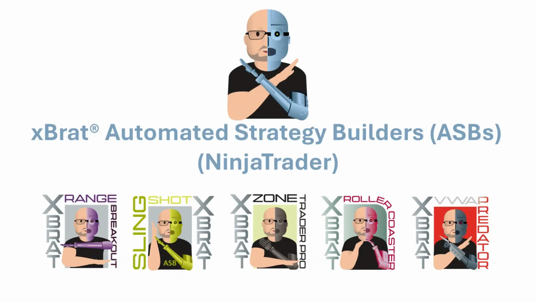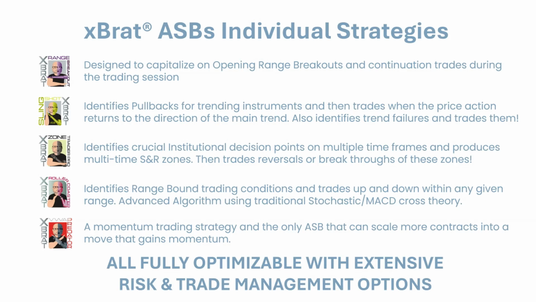The xBrat Automated Strategy Builders, ASBs for short, for NinjaTrader. So individual strategies, there's five. The Range Breakout is designed to capitalize on opening range breakouts and continuation trades during the trading session. The Slingshot identifies pullbacks for trending instruments and then trades when the price action returns to the direction of that main trend. It also identifies and trades those trend failures.